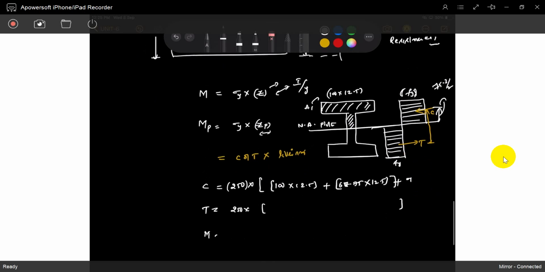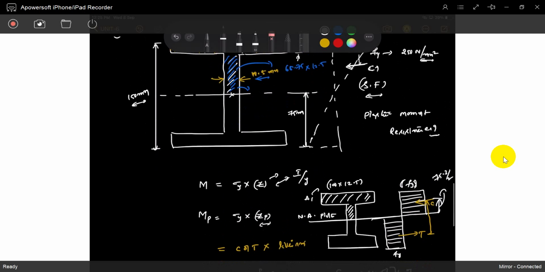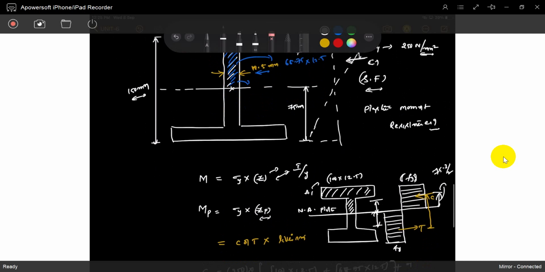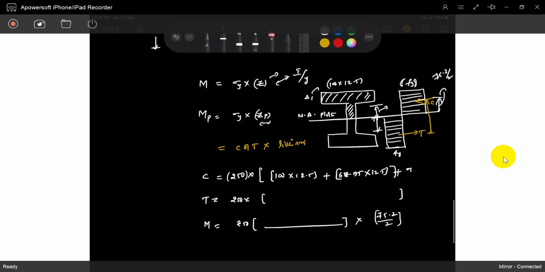So what is Mp? It is this area, this force, multiplied with the lever arm distance. What is that lever arm distance? It is 75 by 2. This is the distance and this is the distance, so this distance is 75 by 2 and this distance is 75 by 2.